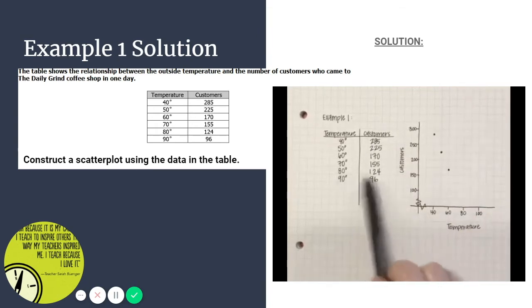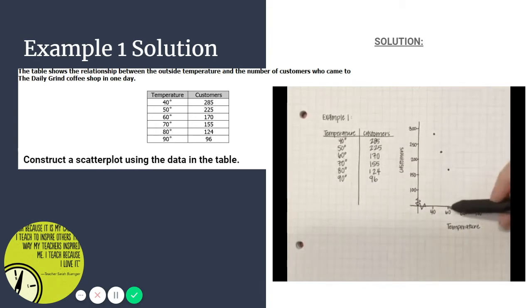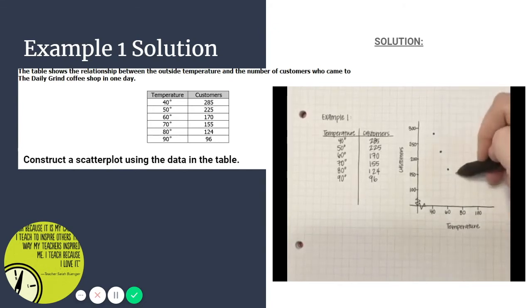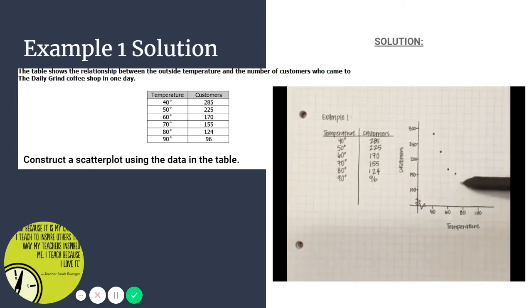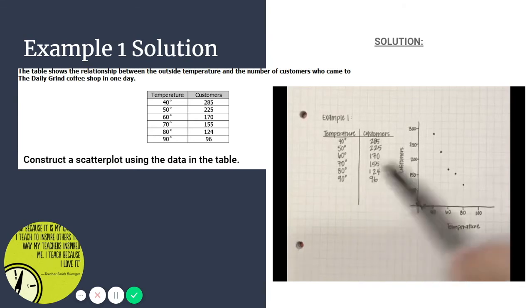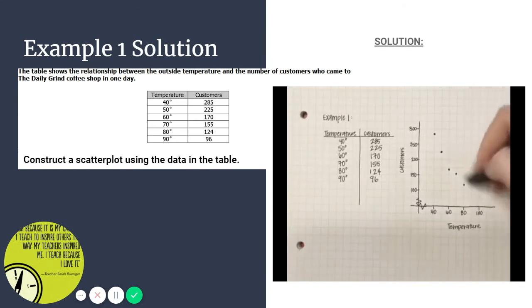70 degrees was 155, which is pretty close, just a little bit closer to that 150. 80 degrees was 124, so this line would be 125, so it's going to be just below that. And then finally my 90 degrees was 96 people. So it's going to be just below that 100.